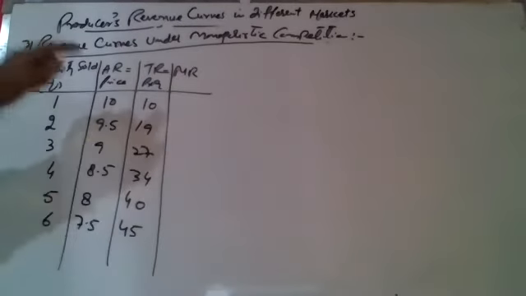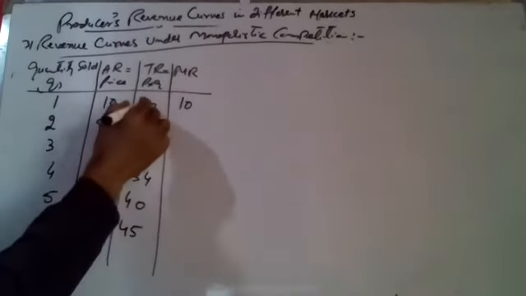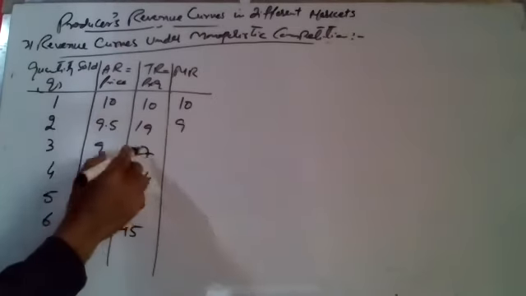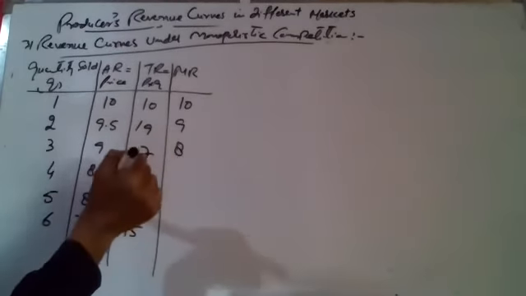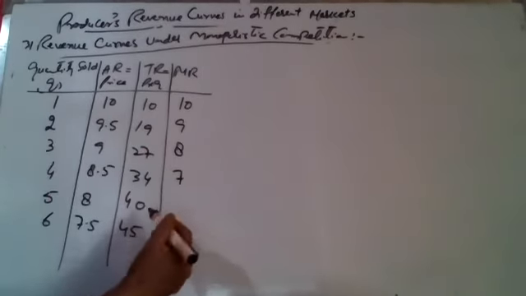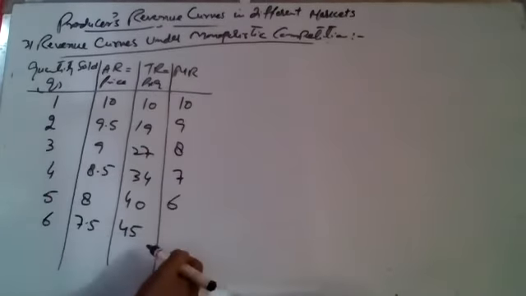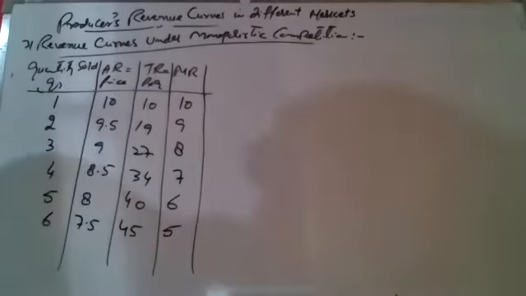45. Now do marginal revenue, here it will be 10. 19 minus 10, it is 9. 27 minus 19, 8. 7. 6. Here 5. So 5, marginal revenue.